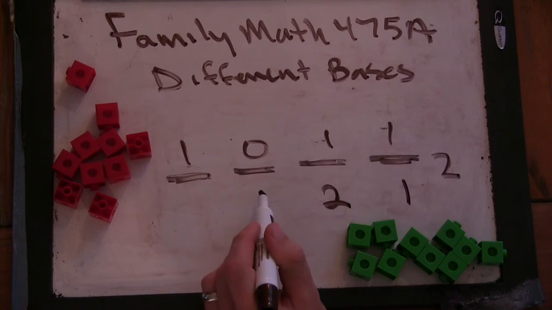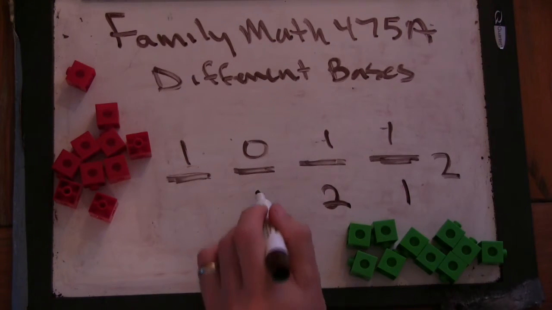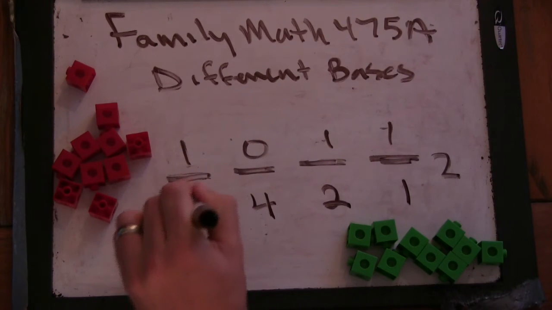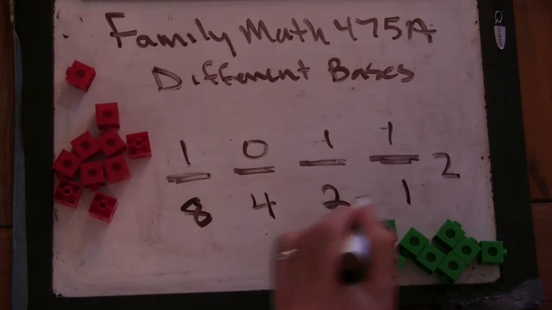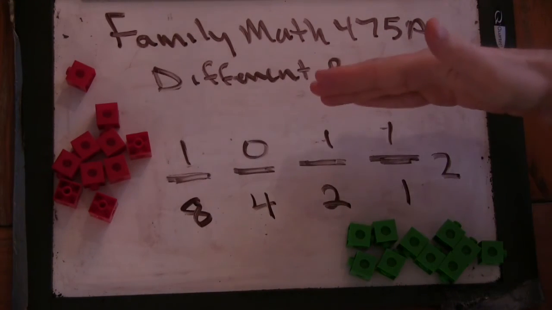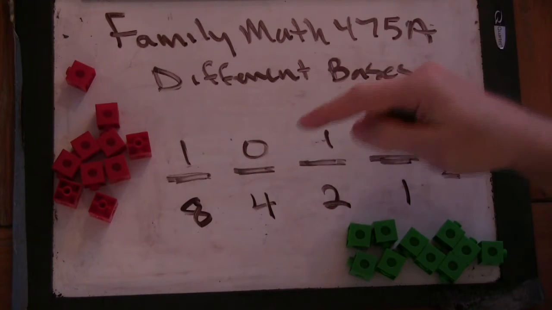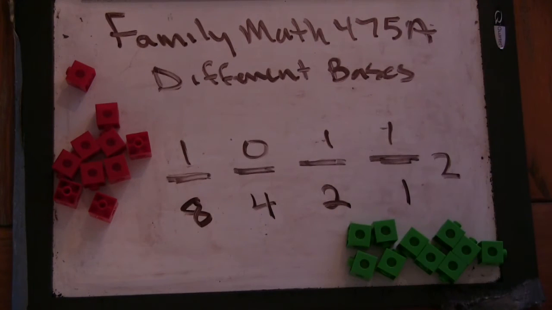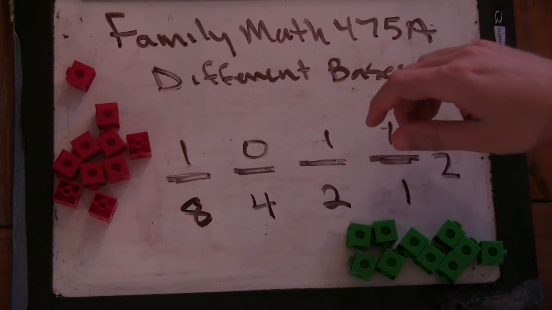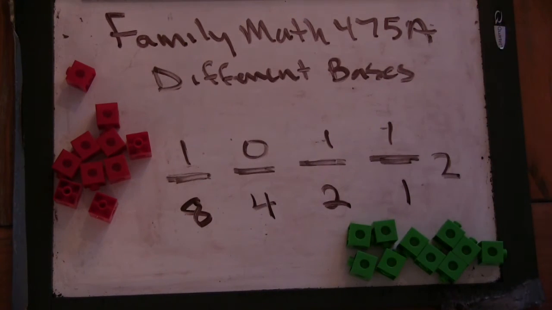Plus 0 times 2 squared. This is the 4's digit. Plus 1 times 2 cubed, so it's the 8's digit. All right, so our digits are powers of 2: 1, 2, 4, 8. And what would we normally call this number that is 1, 0, 1, 1 in base 2? It's 11, the number we would normally call 11 in base 10.